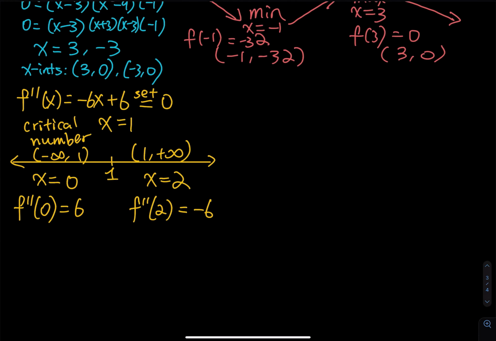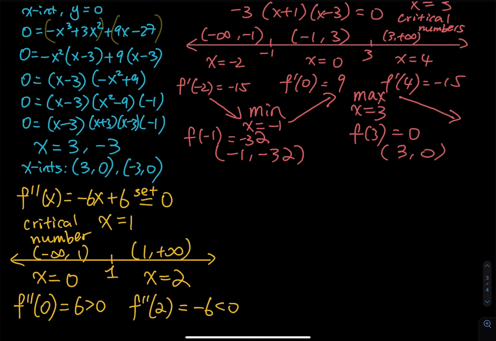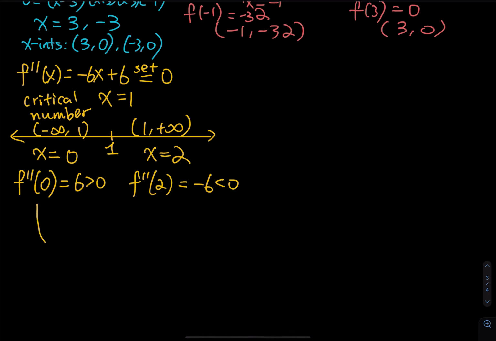So positive 6 is positive. So this is positive. This is negative. By the way, back to the previous problem. This is negative. This is positive. And then this is negative. Negative is downhill. Positive is uphill. For concavity, positive is concave up. Negative is concave down.